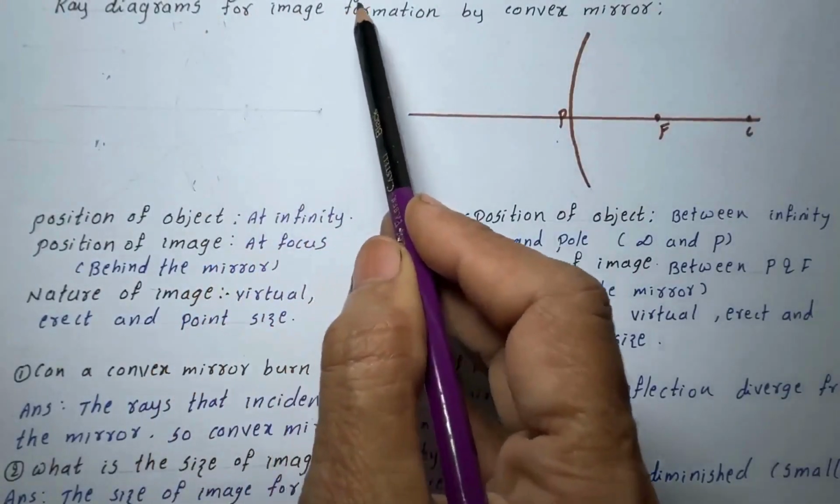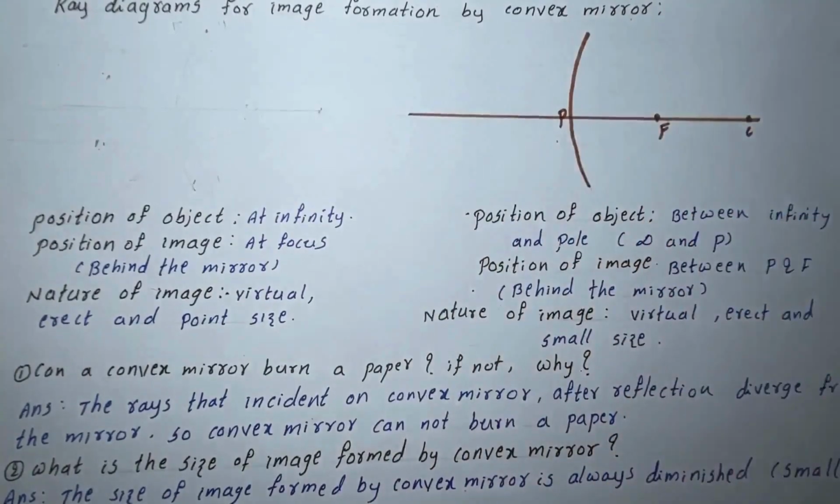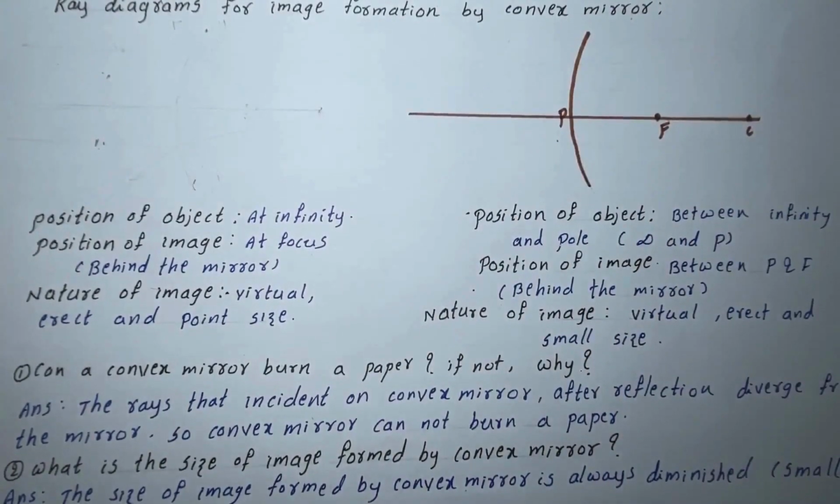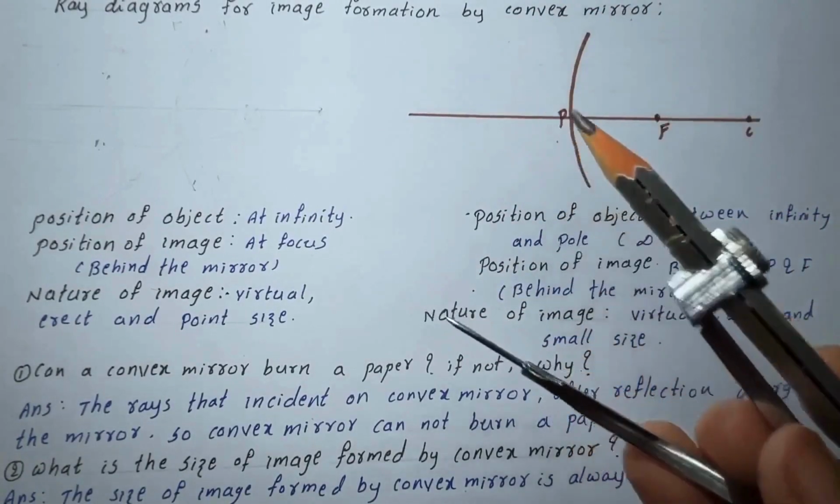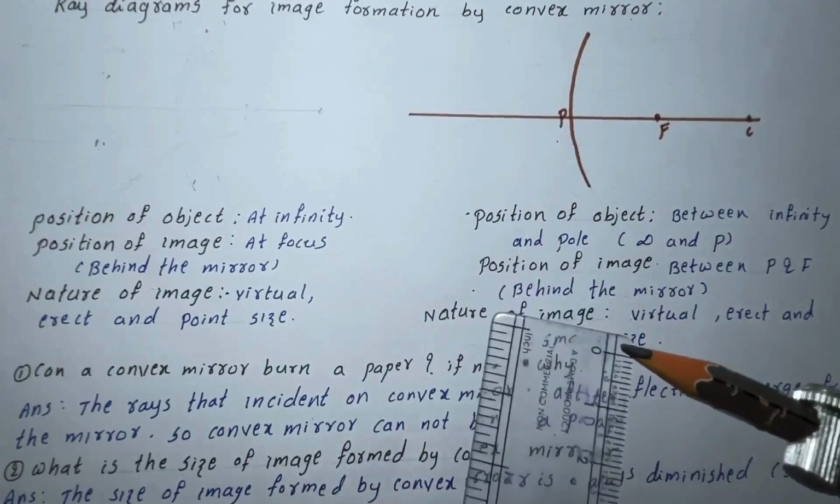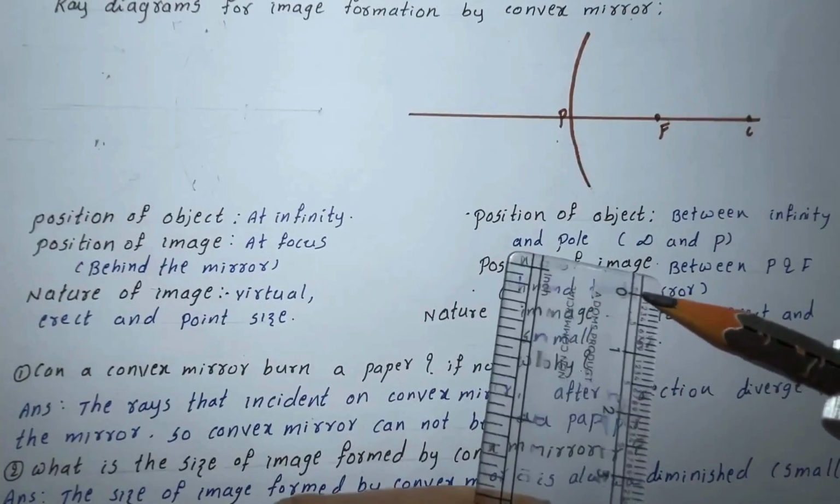Ray diagrams for image formation by convex mirror. Ray diagrams are helpful in finding details of the image formed by a mirror when the object is at different positions. Here we draw a ray diagram to know the nature of the image formed by a convex mirror when the object is at infinity. To draw the ray diagram, here I am using one compass and just measure the length.